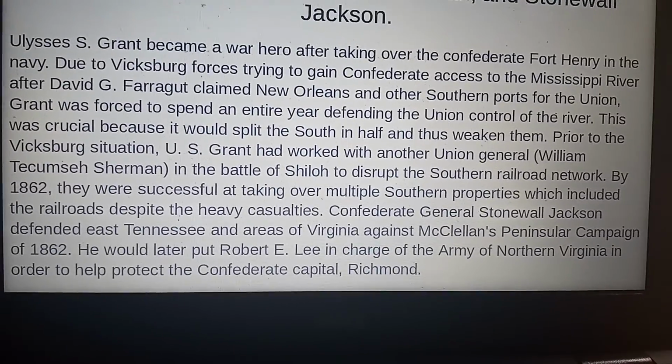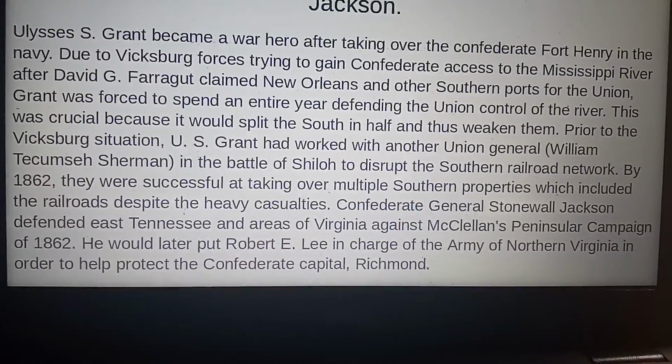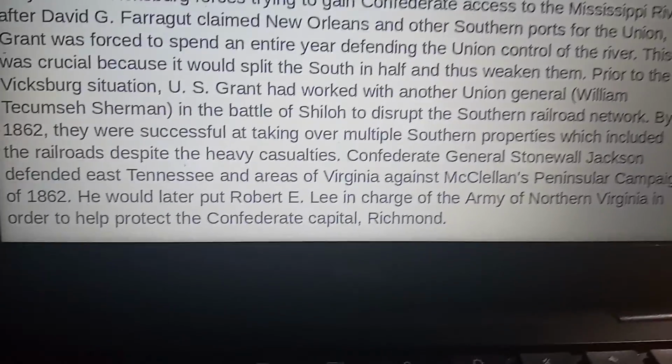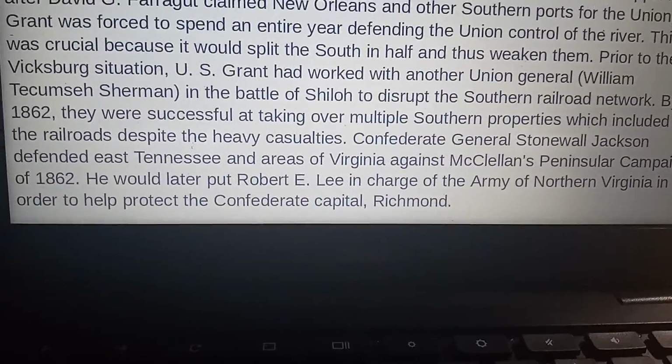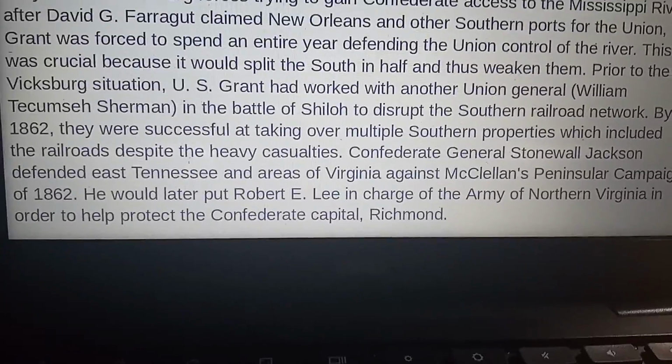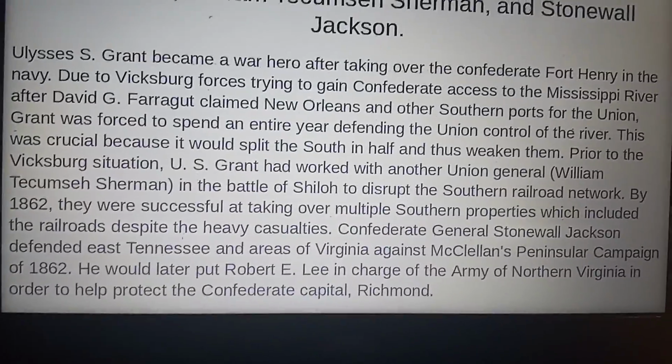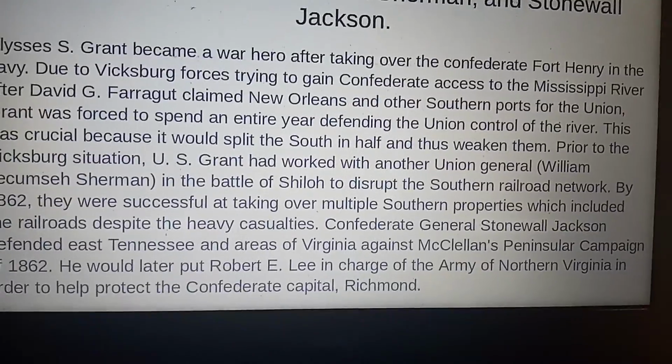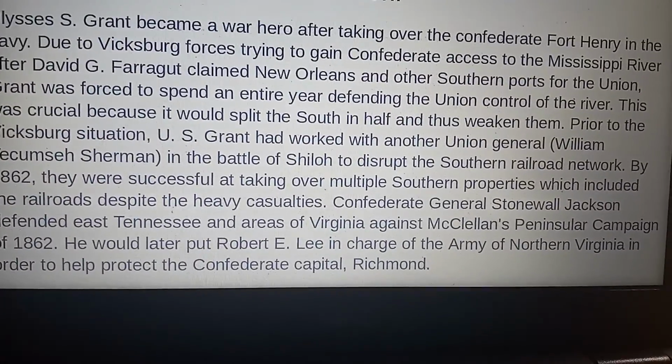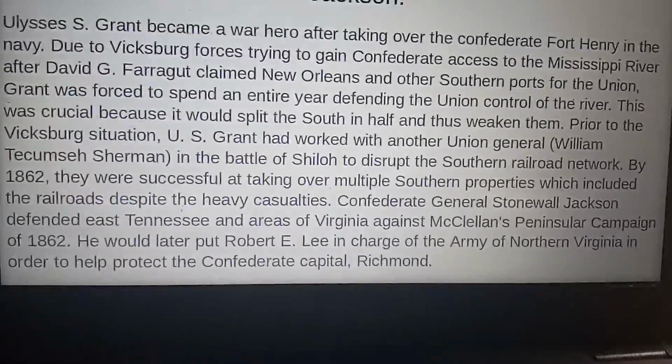Prior to the Vicksburg situation, U.S. Grant worked with another Union general, William Tecumseh Sherman, in the Battle of Shiloh to disrupt the Southern railroad network. By 1862, they were successful at taking over multiple Southern properties, which included the railroads despite the heavy casualties. Confederate General Stonewall Jackson defended East Tennessee and areas of Virginia against McClellan's Peninsular Campaign of 1862. He would later put Robert E. Lee in charge of the Northern Virginia Army in order to protect the capital.